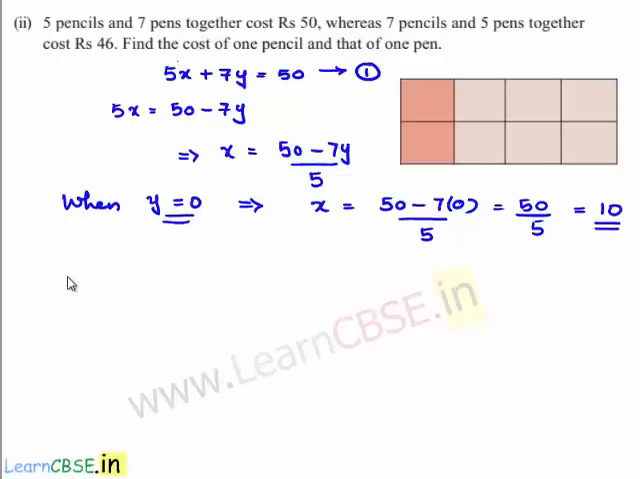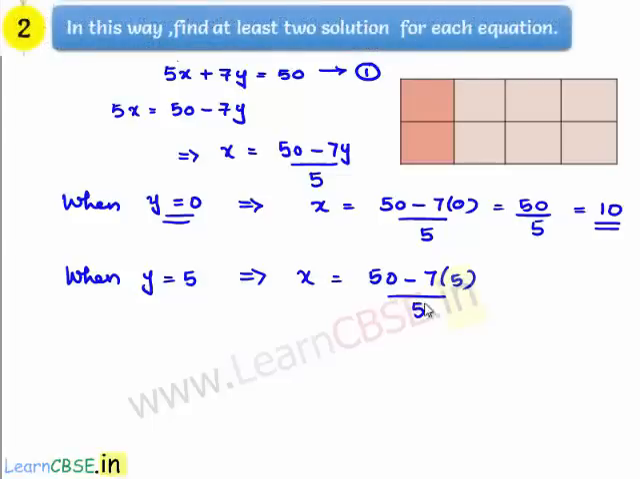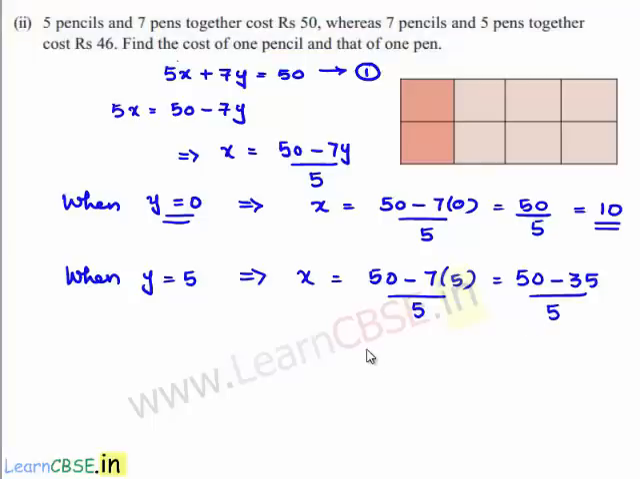Now when y is equal to 5, which implies x is equal to (50 minus 7 times 5) divided by 5, which is (50 minus 35) divided by 5, that is equal to 15 divided by 5, which is 3. When y is 5, the value of x is 3.